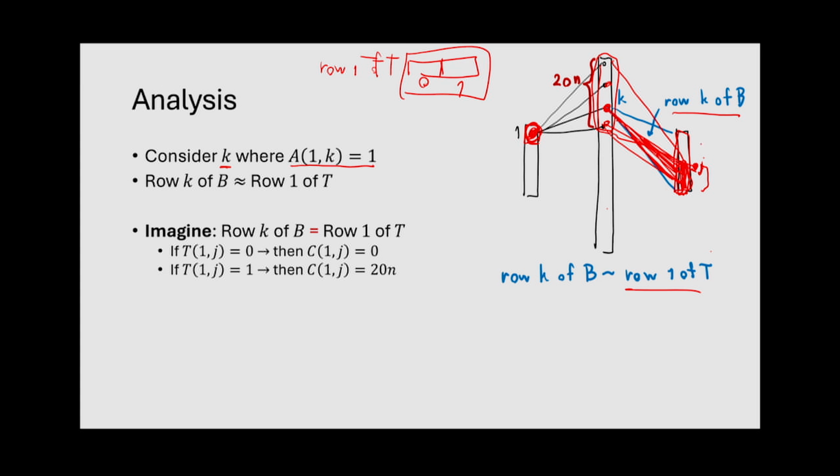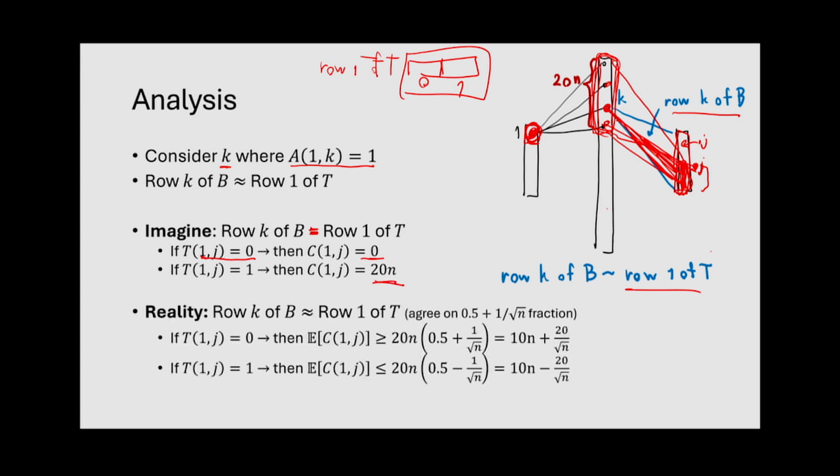What about if j is actually here in the first half? Then there is no way to go to j, right? Because from 1 I can only go to my neighbors, 20n many of them, but none of them connect to j. So if we have this, we get this correspondence clearly: if T_ij is 0, the max flow value from i to j is 0. Otherwise, it's 20n.